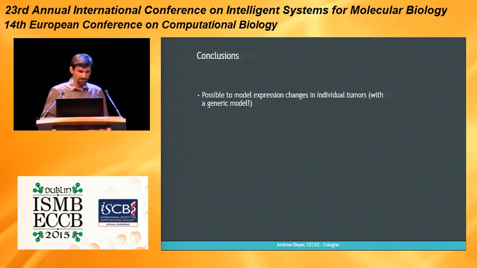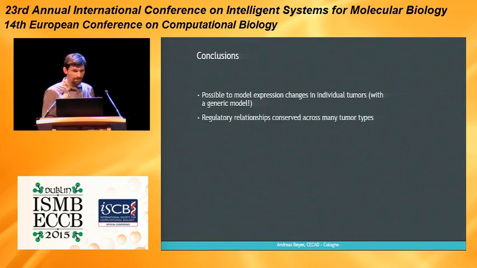So that brings me to the conclusions. First, it was surprising for us that it was possible to do this modeling, to create a model in cell lines and then apply it to very different tumor tissues. It works surprisingly well for us. That's basically the biological conclusion from that. There are a lot of regulatory relationships that are actually conserved across tissues. We think that's underlying this observation.